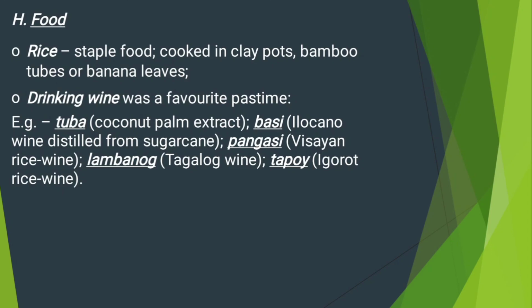Ang wine natin dito sa Philippines noon ay yung tuba. And sa Ilocano naman, tawag nila dyan basi. Sa Visayan naman, pangasi naman dyan. Pero yung pinakasikat talaga sa mga Pilipino is yung tawag natin lambanog. And then sa mga Igorot naman, or yung rice wine, is yung tapoy.